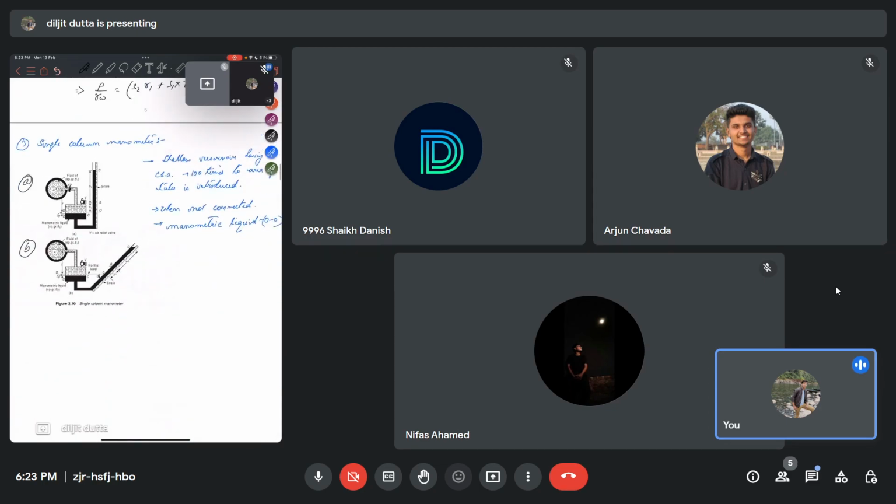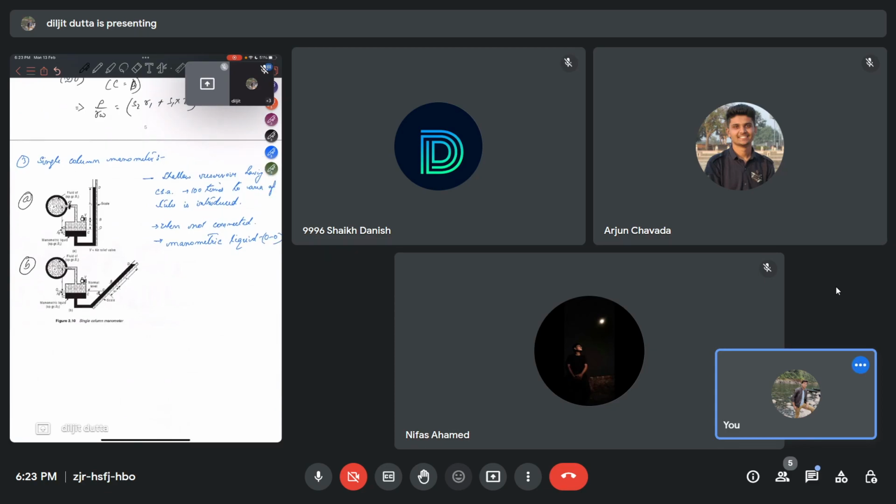Next up, we will see the single column manometer. This is also a type of manometer. The only thing is that U-tube manometers generally require readings of fluid levels at two different points. Suppose a fluid is flowing through a pipe and we want to see the difference in pressure between two points in the pipe, then you will use a U-tube manometer. But if we don't want to measure at two different points, then we can use this single column manometer.